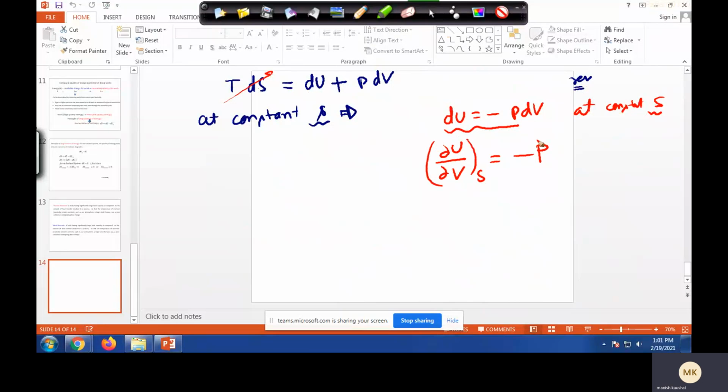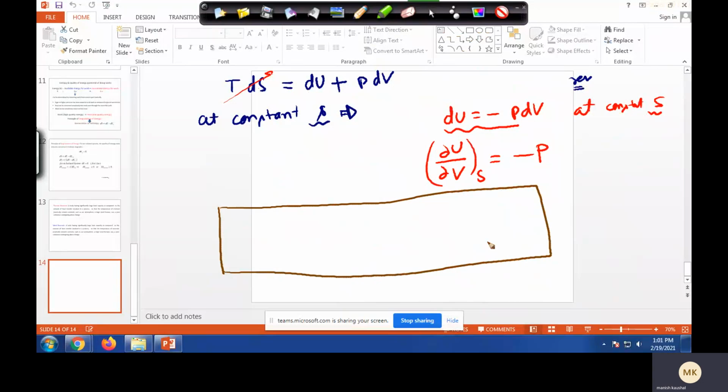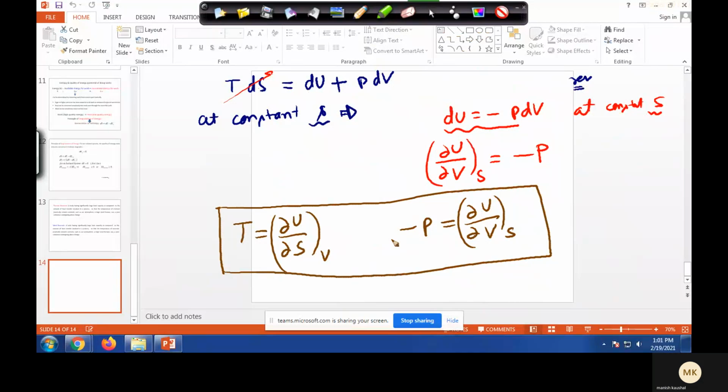These two relations are very important for thermodynamic potentials. I am just marking them here, as we are going to use them frequently, not only in my part but also in the next module. T is del U by del S at constant V, and pressure is del U by del V at constant S with a minus sign, which signifies that pressure is indeed compressive in nature.